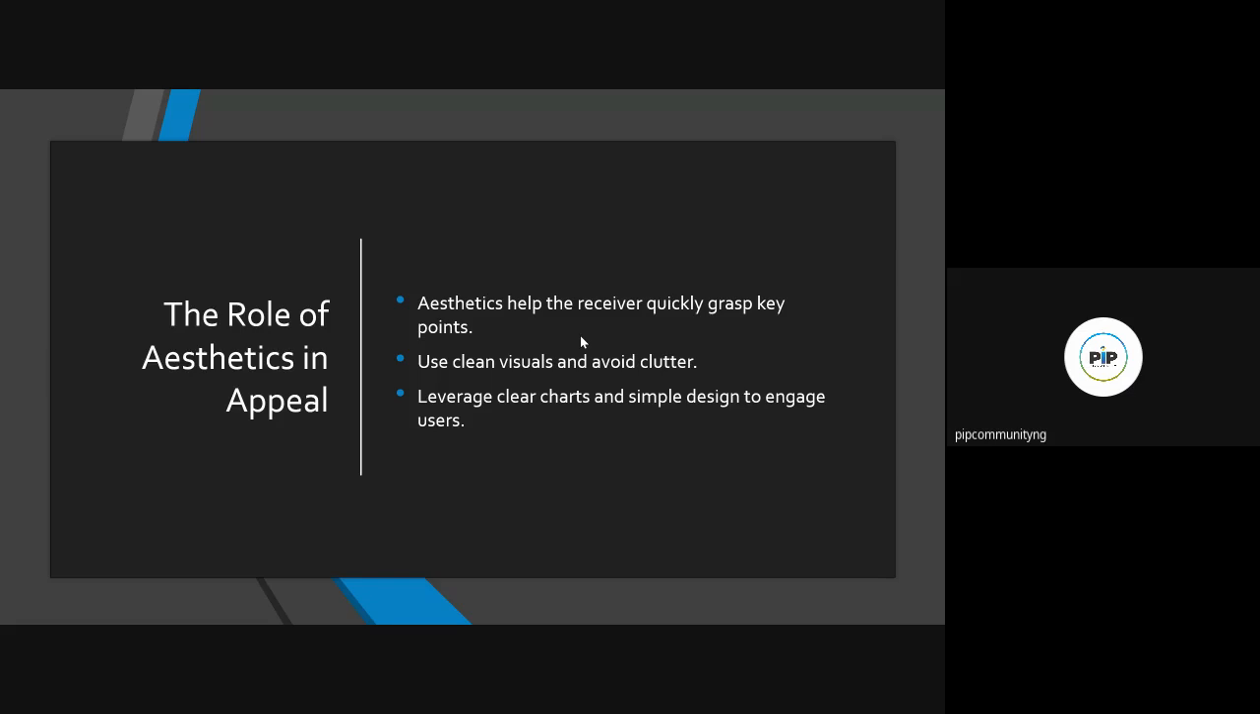So aesthetics helps the receiver to quickly grasp key points. The receiver will quickly understand what is on that dashboard. Use clean visuals to avoid clutter. You don't need to use the ones that are too hard to understand. Use clean ones. They should be evenly spaced and well arranged. It will look so nice when it's that way, and the user will understand what is there properly. Leverage clear charts and simple designs to engage users.